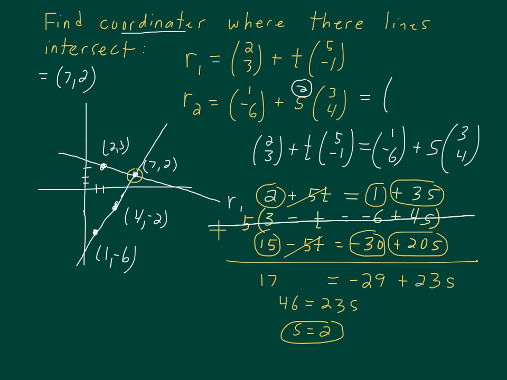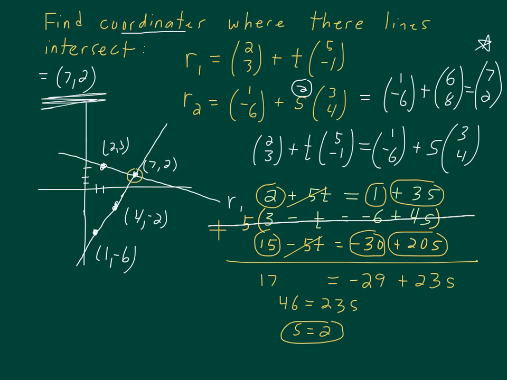We would have the 1, negative 6 plus, if I put the 2 in there, that if we multiply it into that vector would give us 6, 8. And notice how the vector would be 7, 2. So sometimes the question may ask for the position vector of where they intersect. So you can see that that would be the 7, 2. Or in this case we wanted the coordinates, so 7, 2.